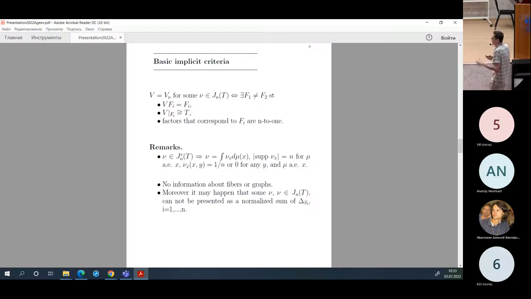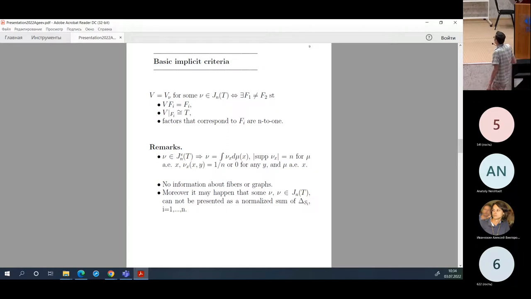But it is an implicit criterion: if you have a dynamical system, there are some invariant two subalgebras, a bit special properties. This is a remark I discussed before. There is no information about fibers or graphs. So it's just implicit, and it cannot mainly be useful to understand whether some dynamical system can be realized this way or not.